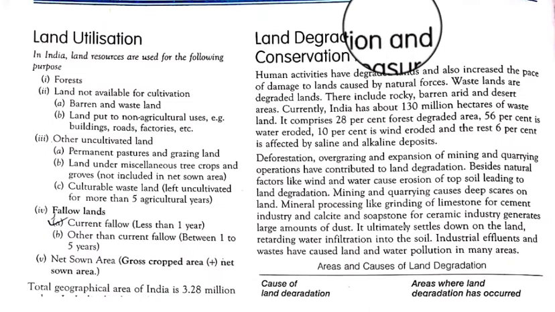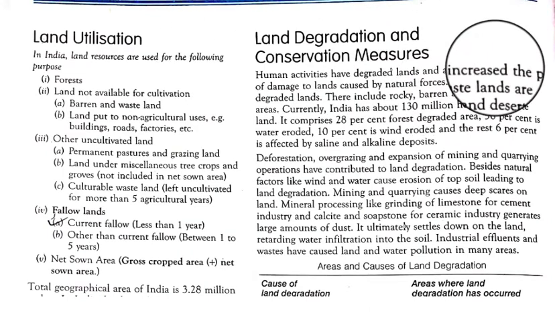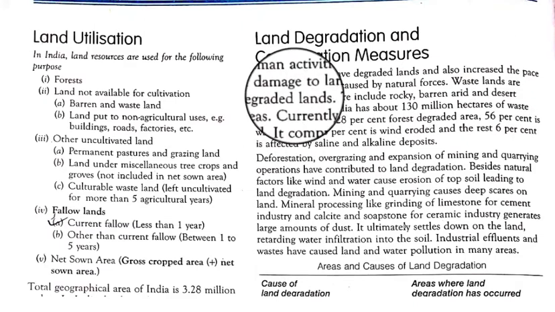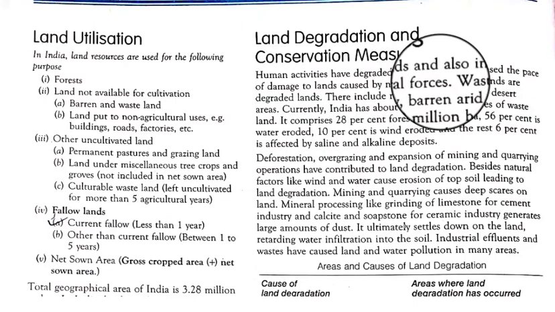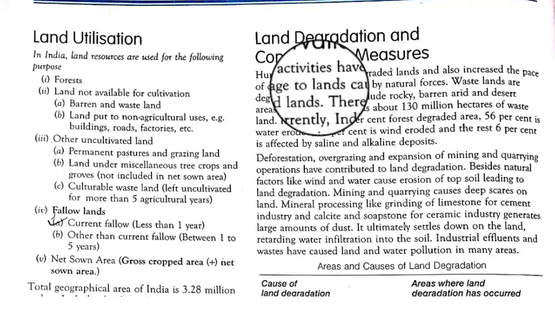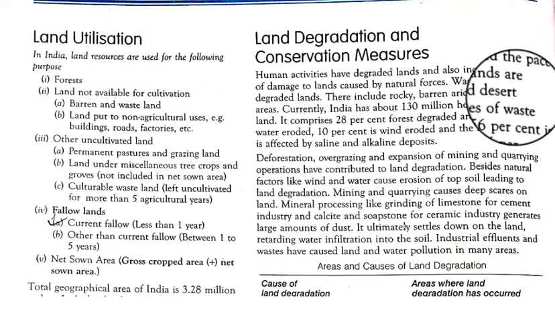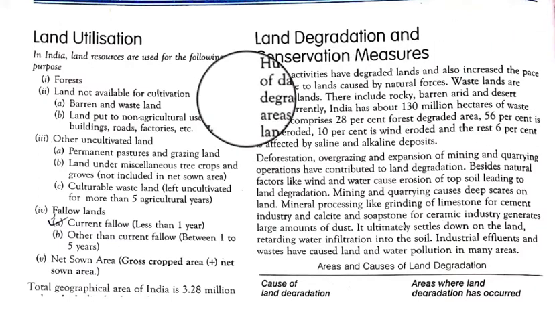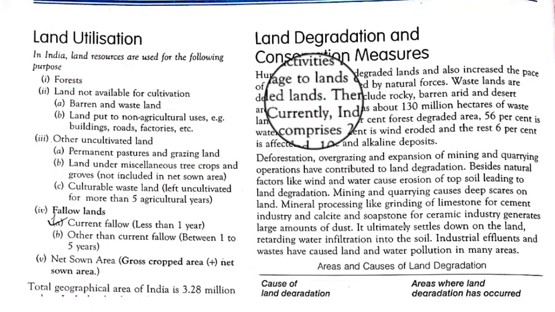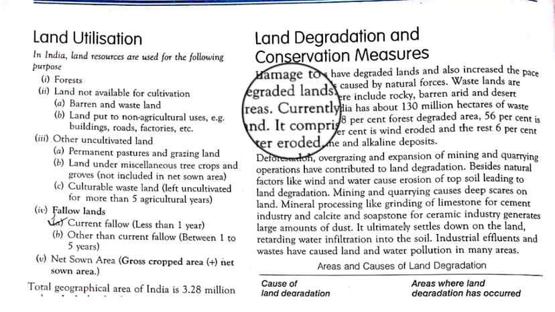Next topic is land degradation and conservation measures. Human activities have degraded land and also increased the pace of damage of lands caused by natural forces. Human activities have damaged lands because humans are involved in various kinds of activities that are related with the lands, and that's why we use the lands for our various purposes. And wastelands are degraded lands, and they include rocky, barren, arid, and desert areas.